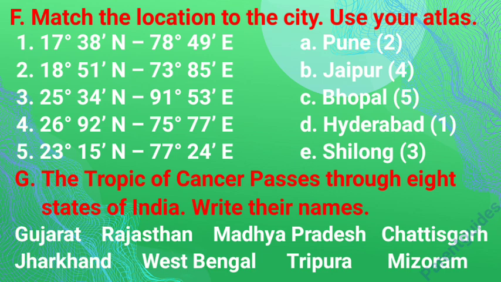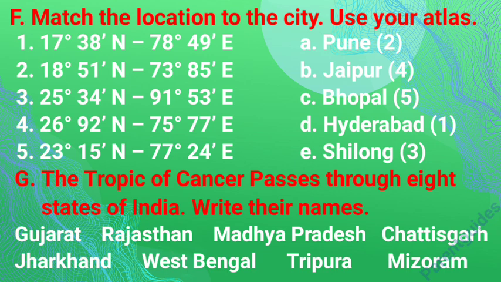F. Match the location to the city. Use your atlas. 1. 17 degree 38 second north to 78 degree 49 second east, Hyderabad. 2. 18 degree 51 second north to 73 degree 85 second east, Pune. 3. 25 degree 34 second north to 91 degree 53 second east, Shillong. 4. 26 degree 92 second north to 75 degree 77 second east, Jaipur. 5. 23 degree 15 second north to 77 degree 24 second east, Bhopal.